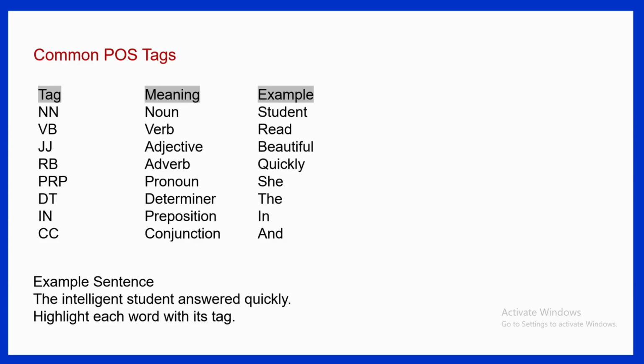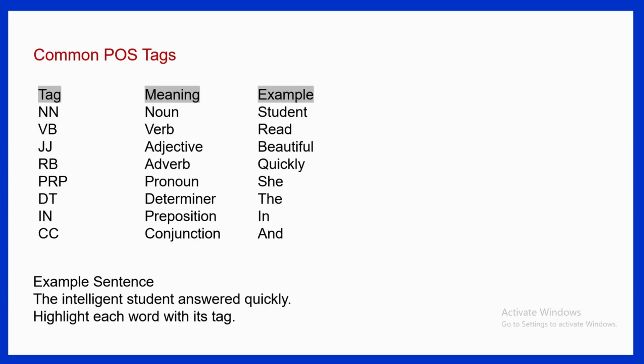Next is PRP, which represents pronouns such as she, he, they, and we. The tag DT represents determiners such as the, a, and an. Next, the tag IN represents prepositions like in, on, under, and between. Finally, the CC tag represents conjunctions such as and, but, and or.